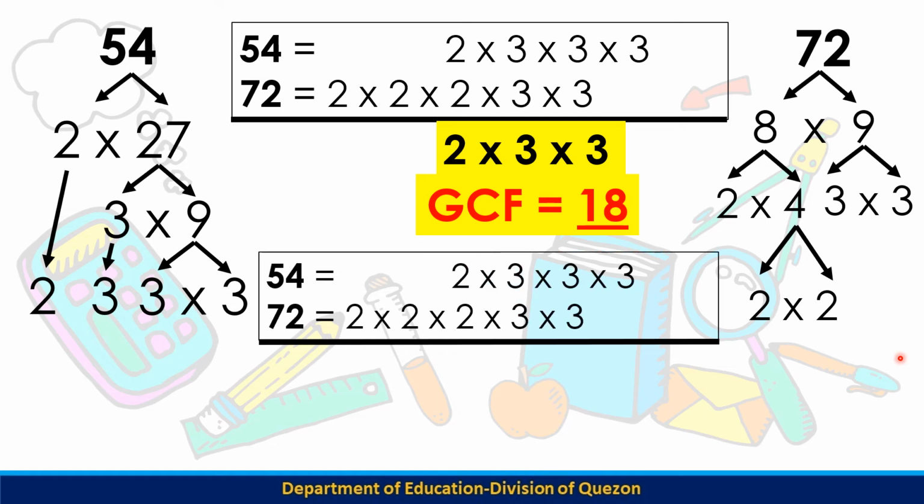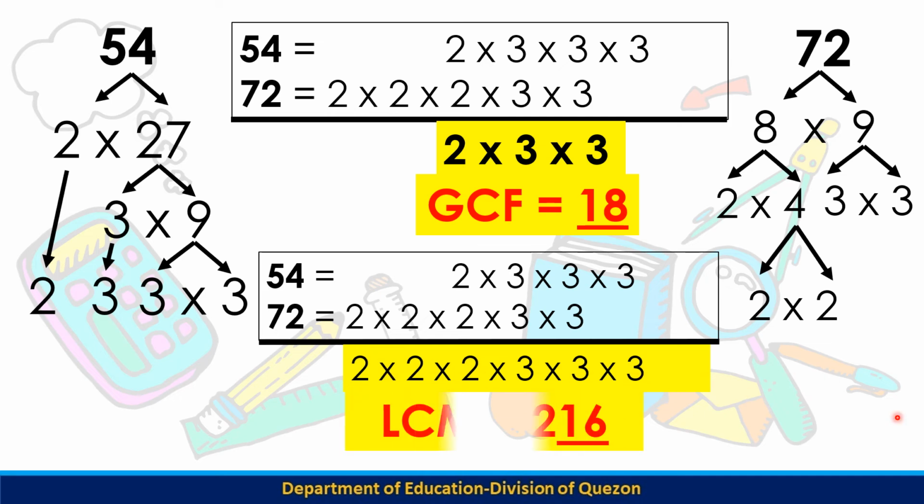We have the same factors in 54 and 72. Ito nga lang po ang kaibahan. Lahat ng numbers ay isusulat o ilalagay po natin diyan. So, we have 2 and 2 and 2. Kung magkaparehas naman, itatapat lang po natin. Then 3 times 3 times 3. So, when we multiply these numbers, the answer is 216. So the LCM or the least common multiple of these numbers is 216.